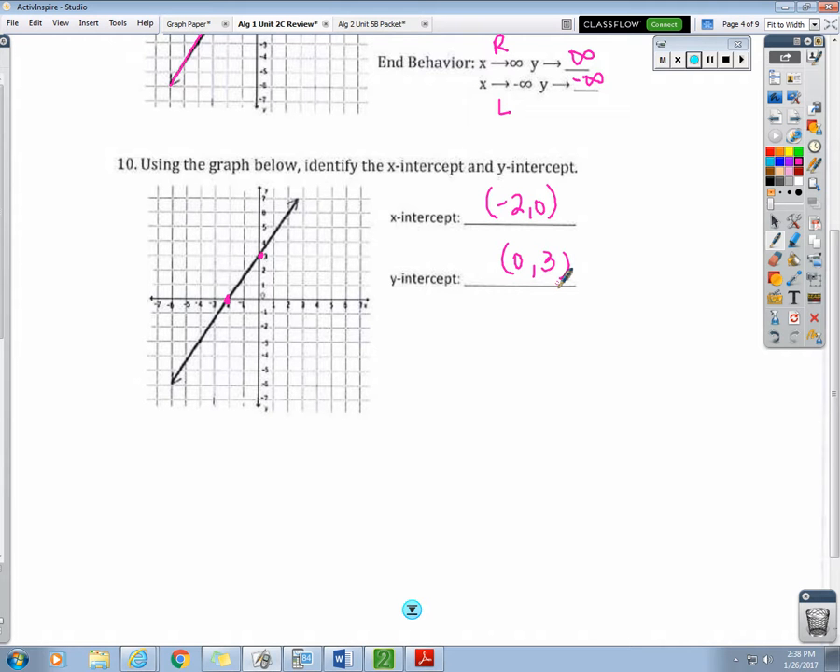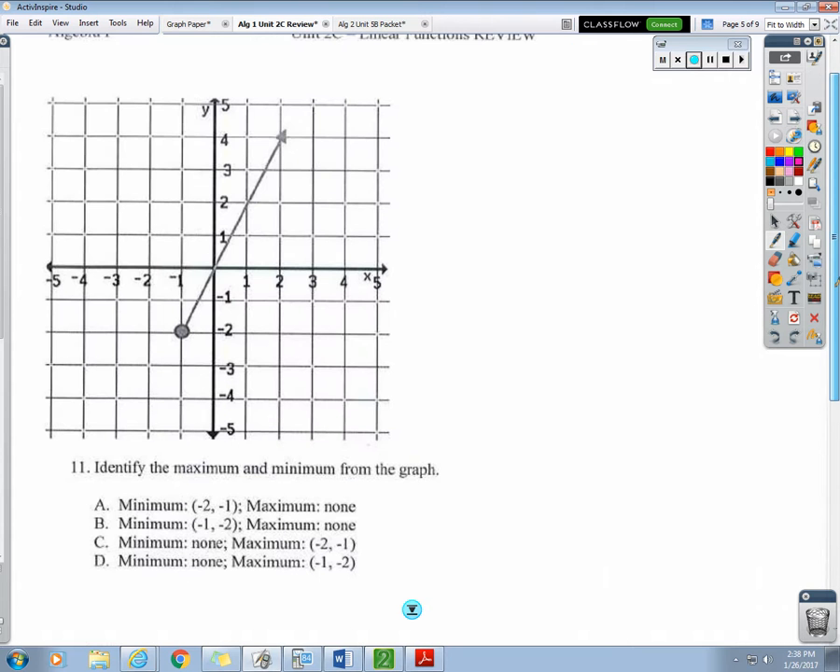Alright, number 11. Identify the maximum and minimum from the graph. Okay, well, isn't that the lowest point on the graph, which is called the minimum? And what are the coordinates of that point? (-1, -2), because you always do the x value first and the y value second. And then what's the maximum point? Infinity. So you couldn't find a maximum point, right? So the correct answer is B.